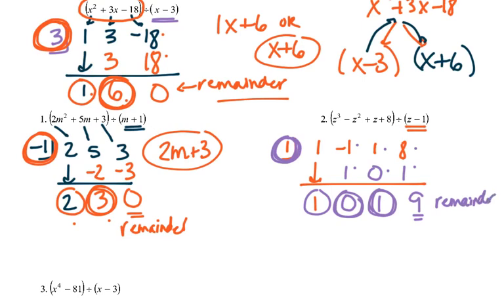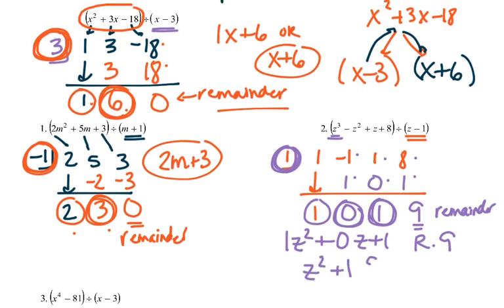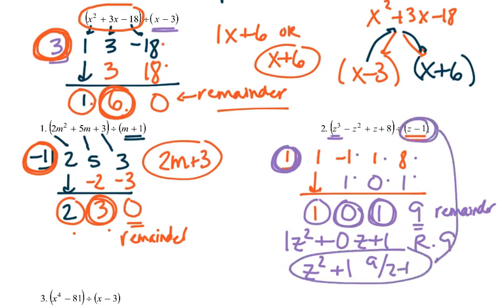And my answer is going to always decrease by 1 power from the original. So this is going to be basically 1z squared plus 0z plus 1 with a remainder of 9. But we're going to clean that up a little bit and write it as z squared plus 1. And then the remainder is always put over the divisor.